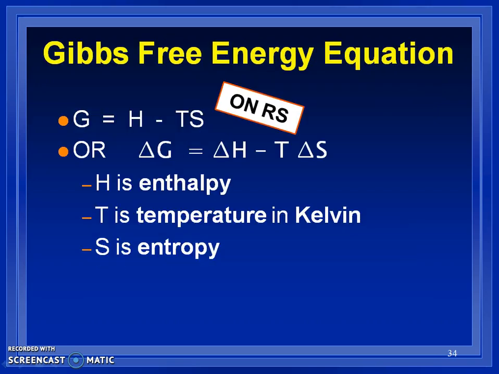So again, this is on your reference sheet. You already know delta H, enthalpy, that's going to be exo or endothermic. You know T stands for temperature, always in Kelvin. And delta S is entropy. Is it going towards disorder? Nature tends to go towards disorder.